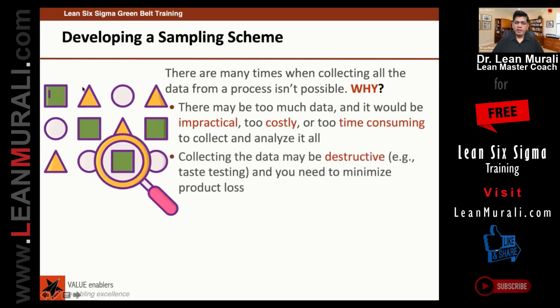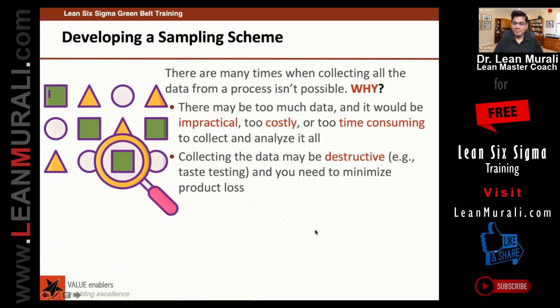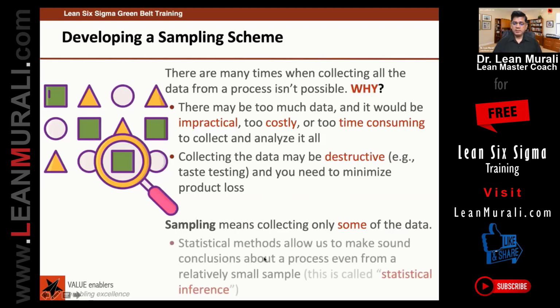Sometimes you have to collect destructive data also. For example, tasting is destructive. If you have a piece of biscuit and you want to taste it, you have to consume that biscuit, right? And even in many manufacturing settings, there is something called destructive testing. So you cannot destroy everything to test 100% of the data. So sampling means collecting only some of the data. And this is a very important statement.